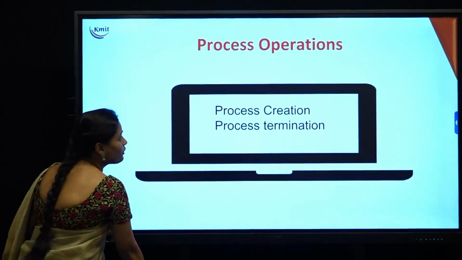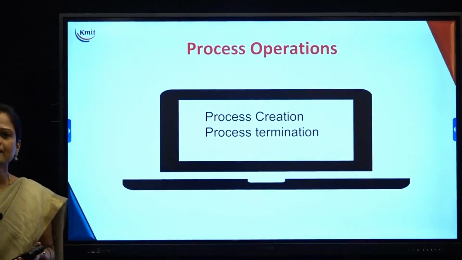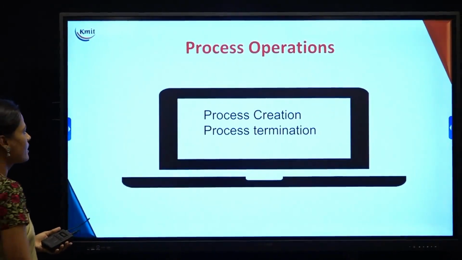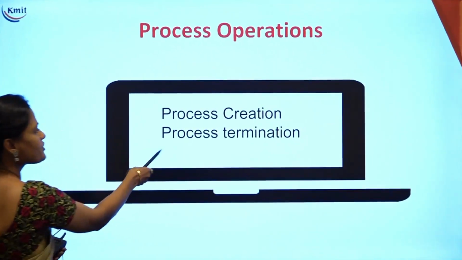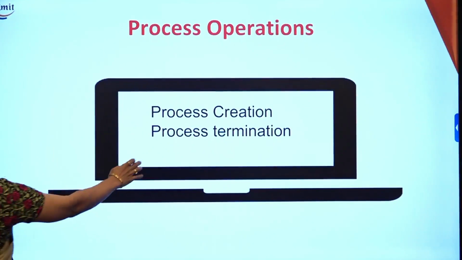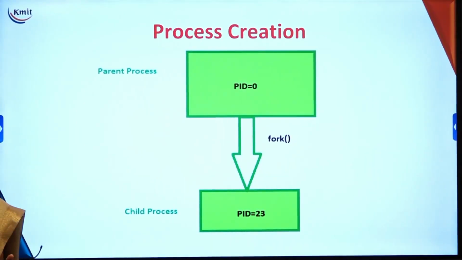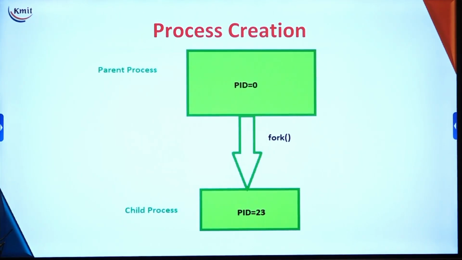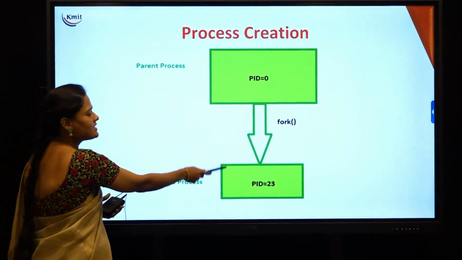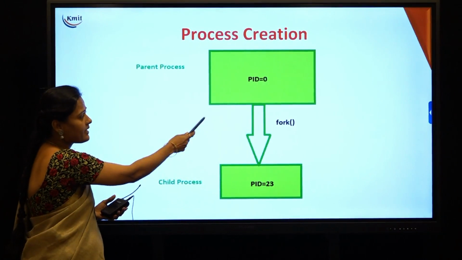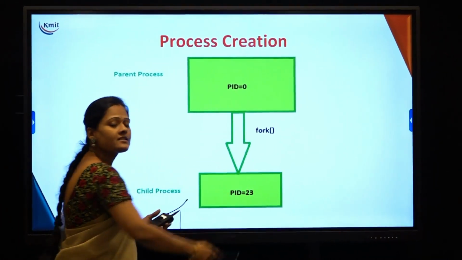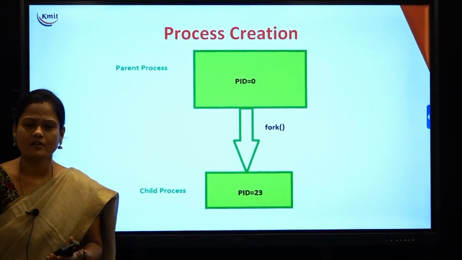When you go for process operations, we basically have two: one is process creation, the other is process termination. Coming to process creation, it implies that you want to create a process. So you have a parent process which in turn creates a child process, and for that we use a system call which we call fork.